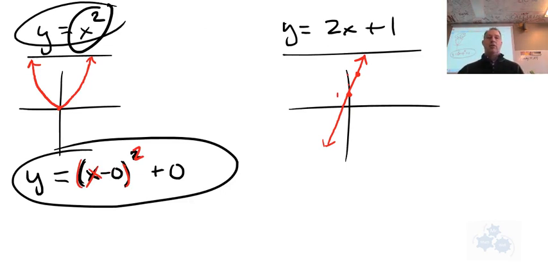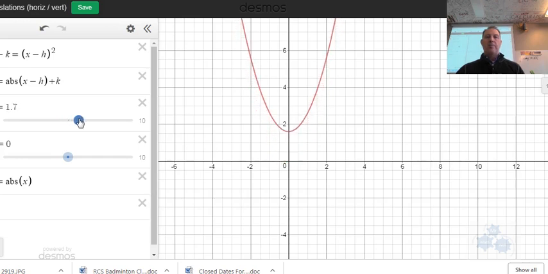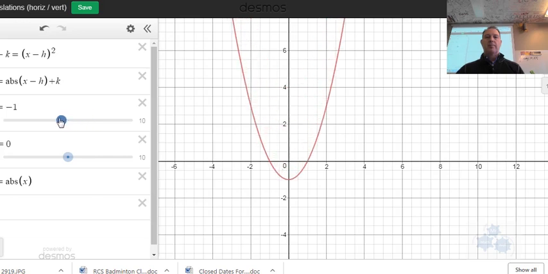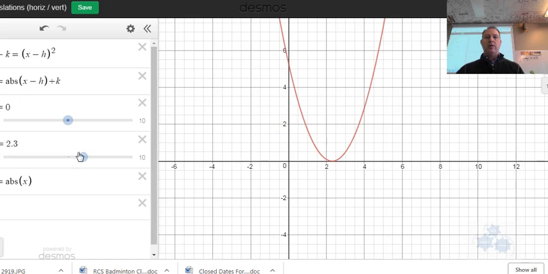Okay, so let's change some parameters here. Let's go back to decimals. Let's make k a positive something. Sorry, where am I? K is this one, not this, this is h. Let's make k a positive something. See, it moves it up. You see that? So positive k moves it up. Now h, inside here, positive h moves it to the right. So that's x minus 2.3, which moves it to the right 2.3 units.